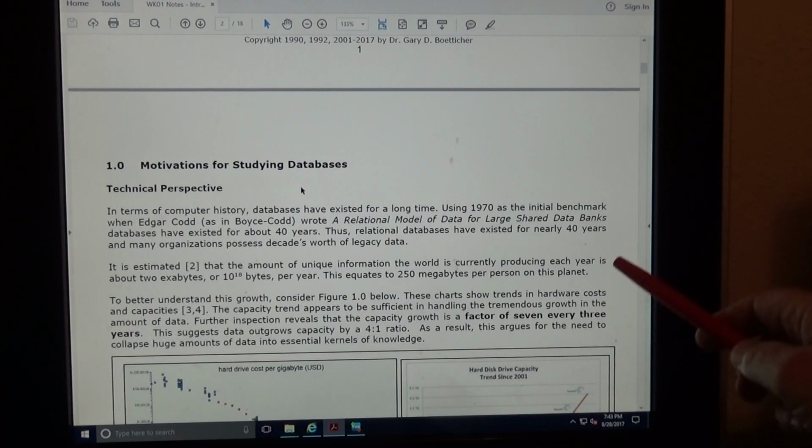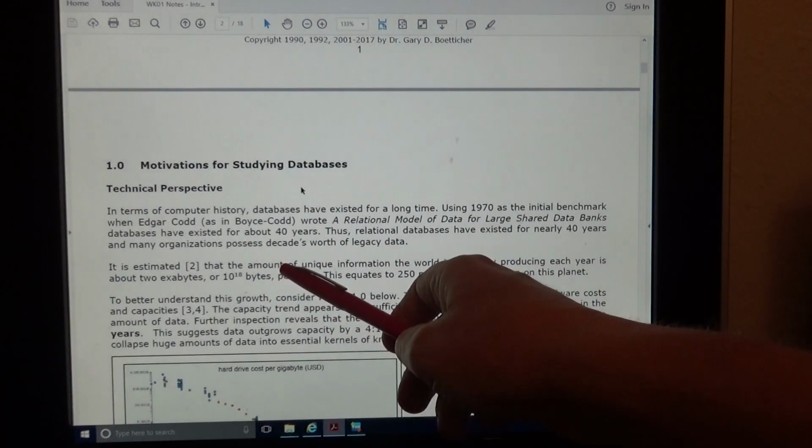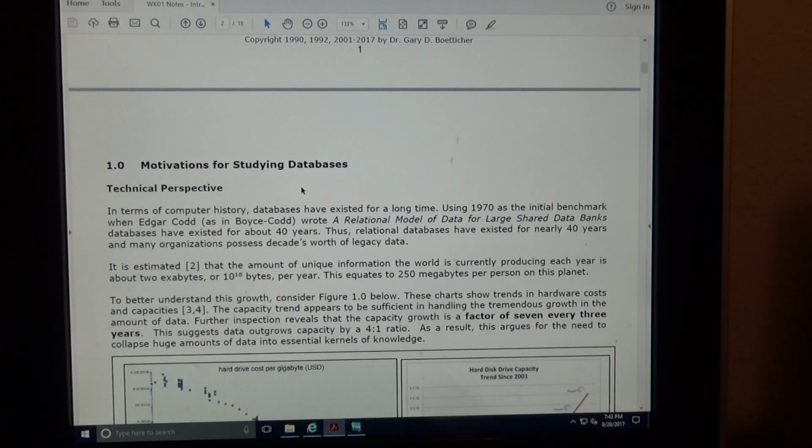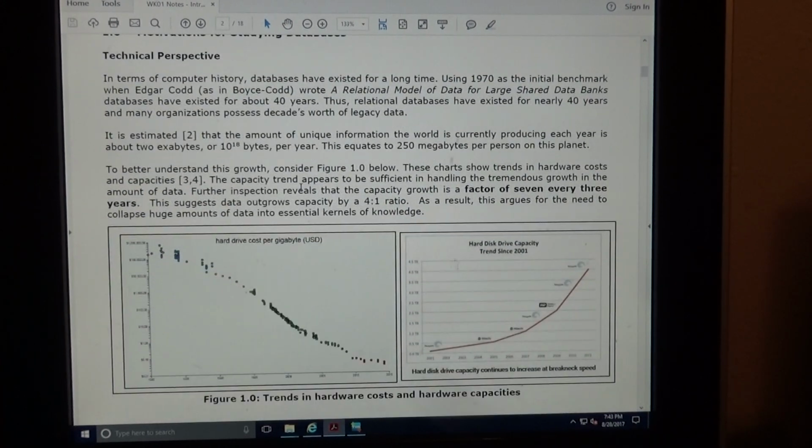Also, it's estimated the world's producing about 2 exabytes of data, which is 10 to the 18th times 2, which is about 250 megabytes per person on this planet. So a lot of data is being generated.